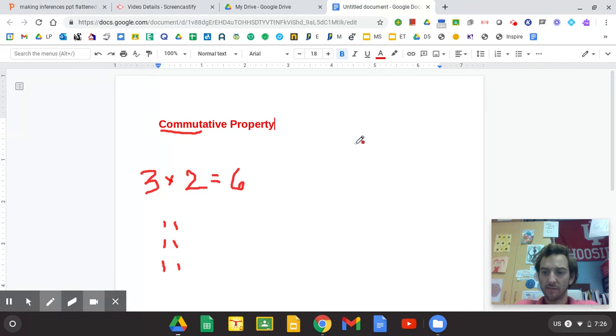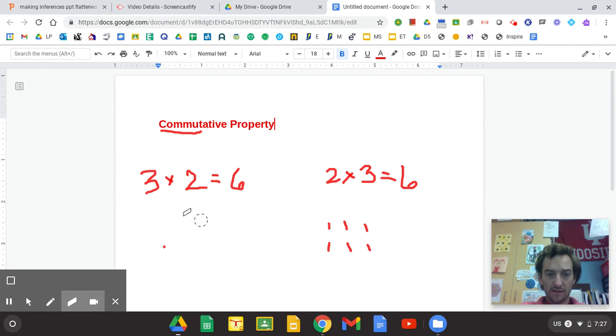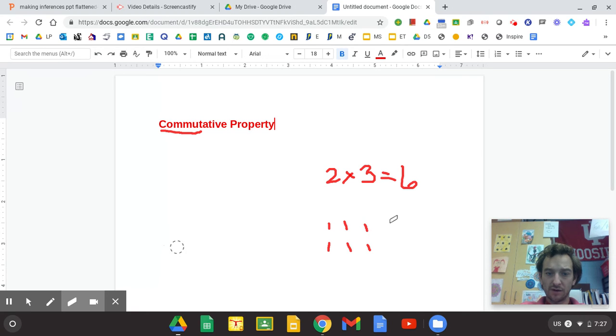But with the commutative property, I can switch it around and do 2 times 3. So 2 times 3 means that I have 2 rows with 3 in each. So when you look at my drawings, this is the same thing as this, just turned on its side. Okay, it's just written the opposite way. So that means when you get one of these arrays and you have to write the multiplication problem, you can switch it and it's still going to be the same answer.